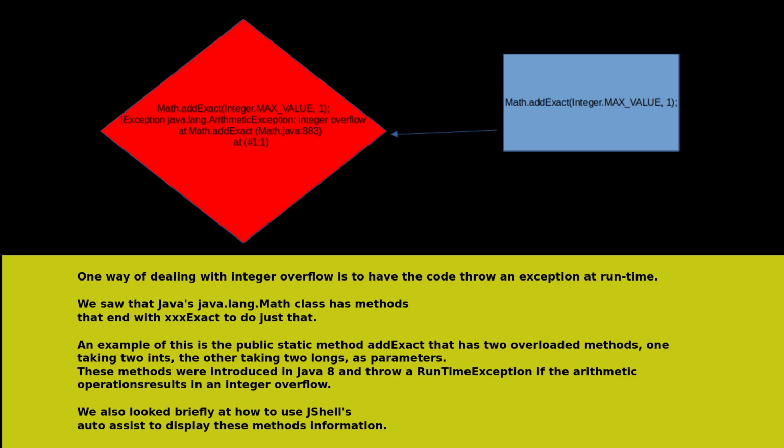These methods were introduced in Java 8 and throw a runtime exception if an arithmetic operation results in an integer overflow. We also looked briefly at how to use JShell's auto assist to display these methods' information.